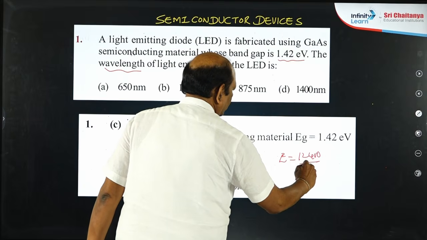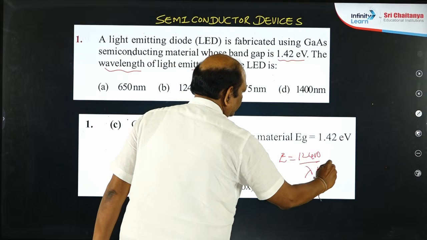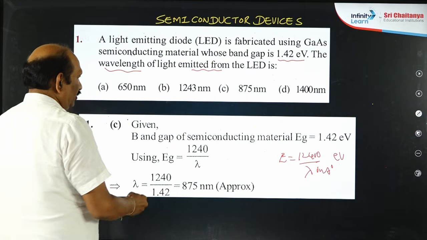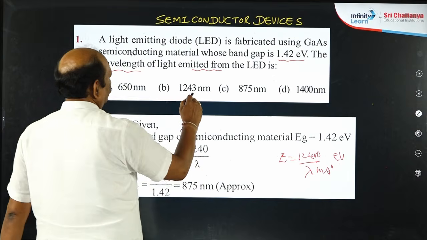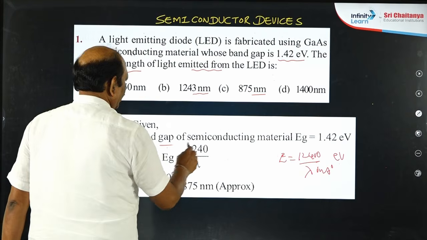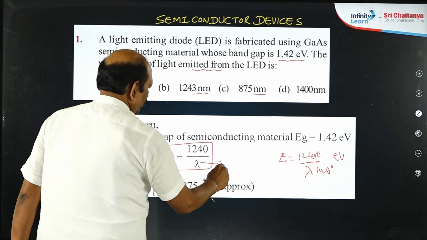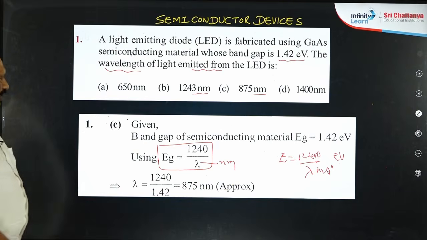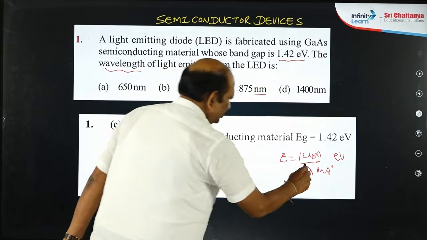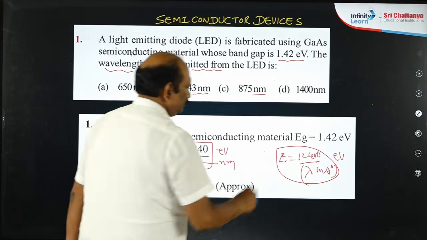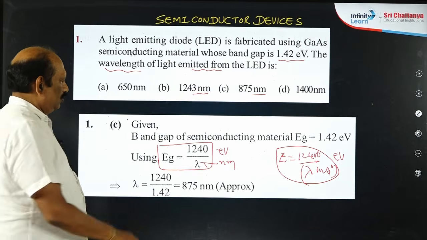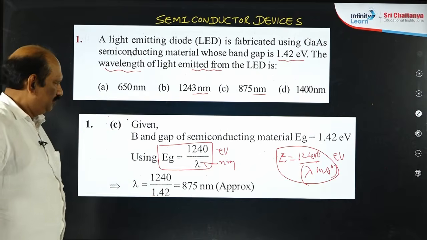12,400 by lambda in angstrom. This you will get in electron volts. Otherwise, the second formula is if it is in nanometer. Since the answers are in nanometer, we can directly go with this formula. So, energy and this lambda is in nanometer, and you will get this energy in electron volts directly. If lambda is in angstrom, 12,400. But because answers are in nanometer, we can go with nanometer: 1240 instead of 12,400 by lambda.